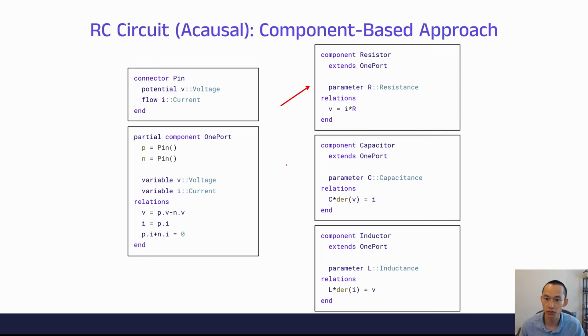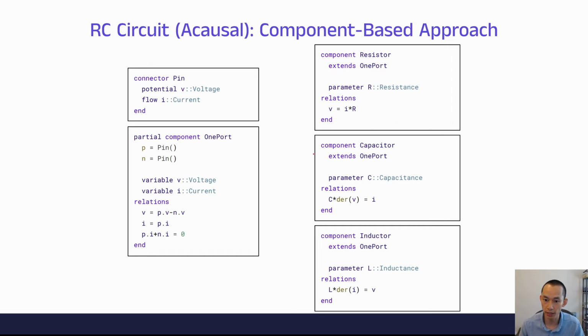Now, on the right side over here, we're going to start to define our resistor, capacitor, and inductor. So here we define a resistor component which extends one port, or inherits from one port, meaning that everything that one port has, all the variables, components, and relations, the resistor will also have those same things, okay? In addition to all those things that one port provides, the resistor also has its own parameter R for resistance, and it has this relationship that must be enforced. This right here is Ohm's law, right? The current-voltage relationship for the resistor.